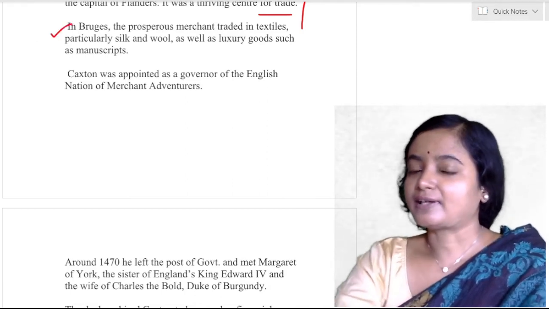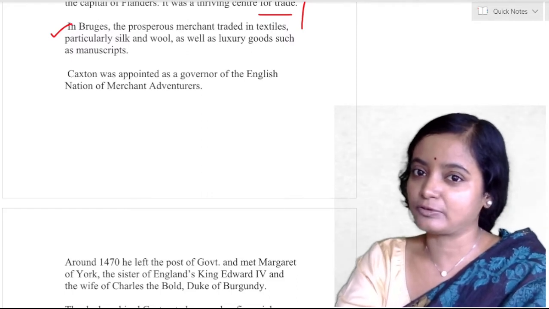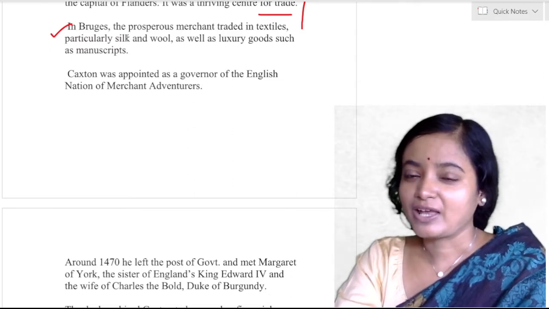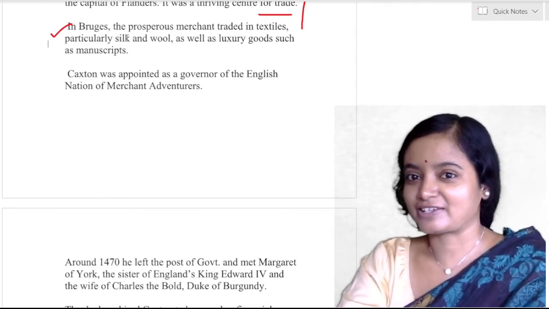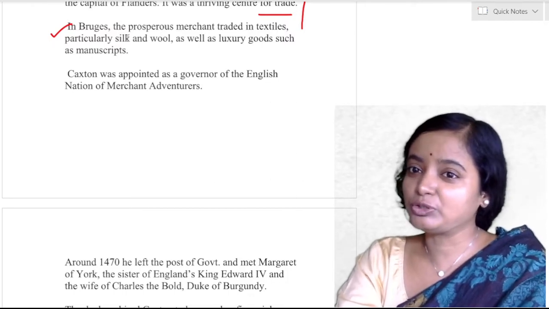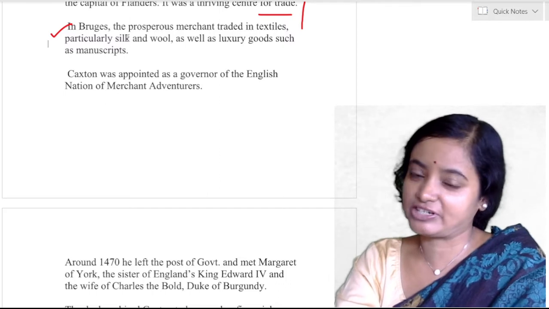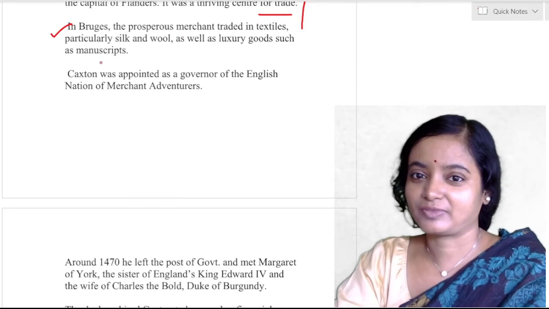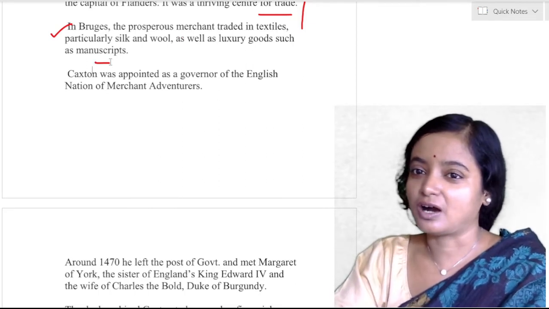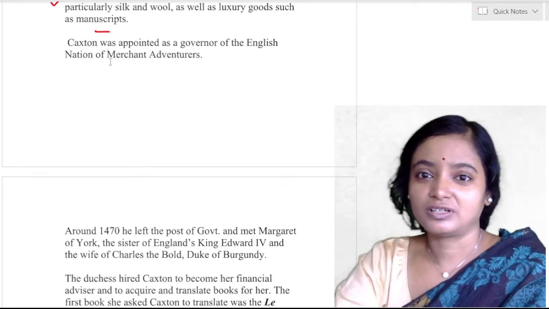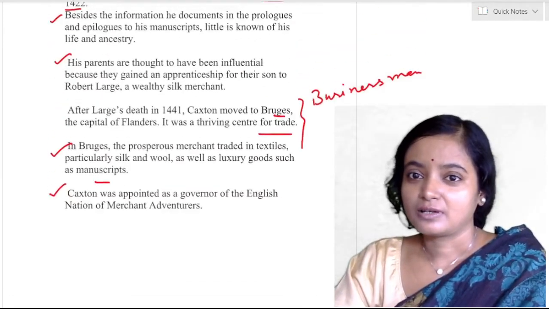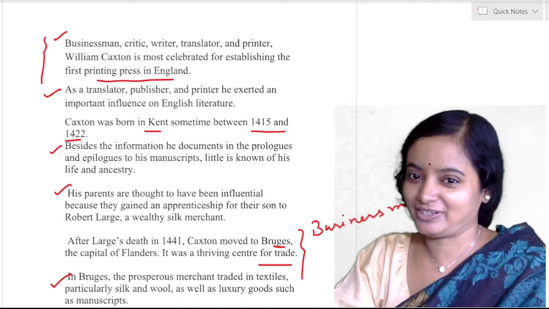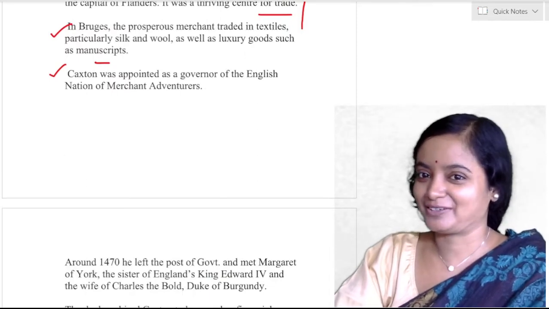So, we know that at the time Caxton was born, the Renaissance was at its foot, and at that time exploration and trading were popular, and in that trade, Caxton had a role. He got involved with those, and what were the things to be traded? Silk, wool, textile, luxury goods and also manuscripts. Caxton was appointed as governor of the English Nation of Merchant Adventurers. Now, you can find that Caxton's life part by part is gradually moving toward the life of a printer. But at the beginning, he was not a printer.